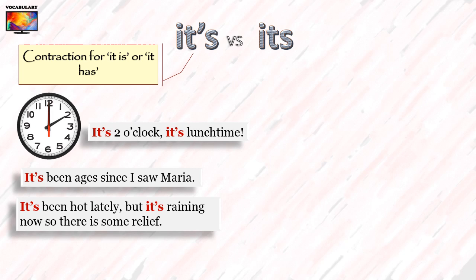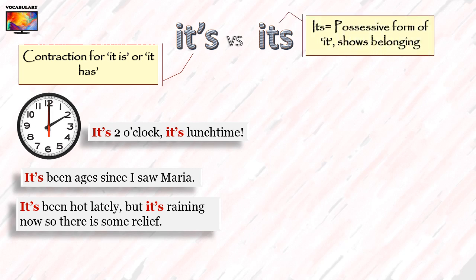It has been hot lately, but it is raining now, so there is some relief. So we use it apostrophe s at both places. Now come to the other word, its without an apostrophe. This version is actually the possessive form of the pronoun it, and it shows belonging.